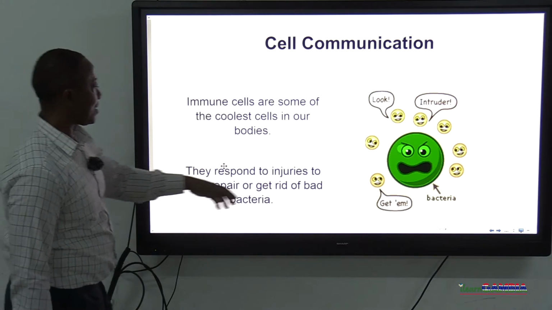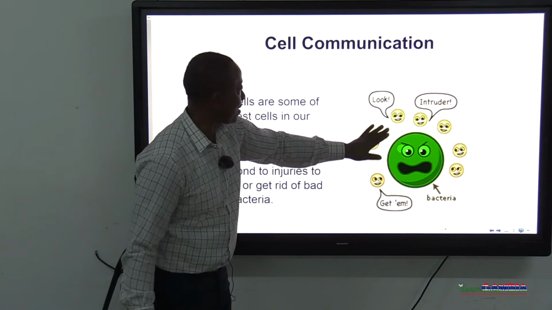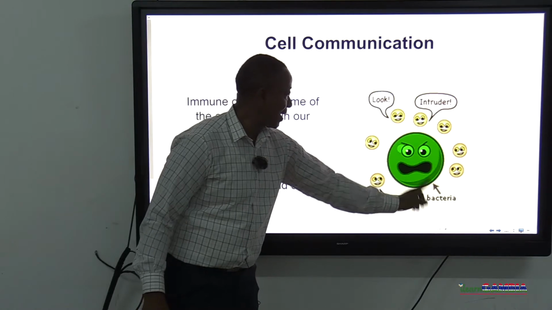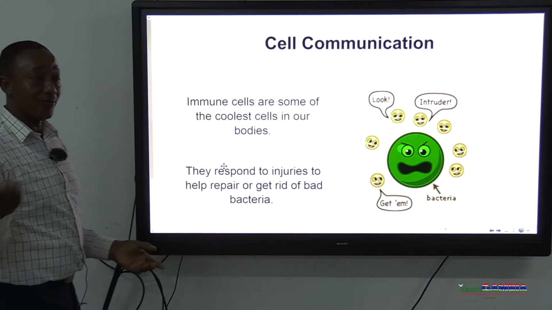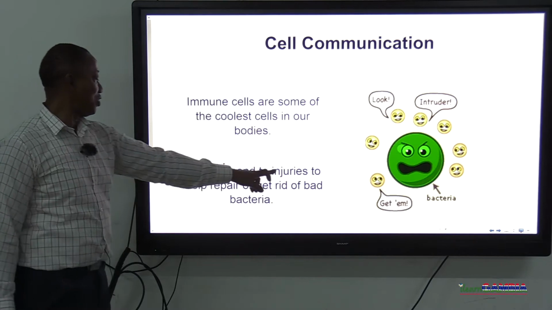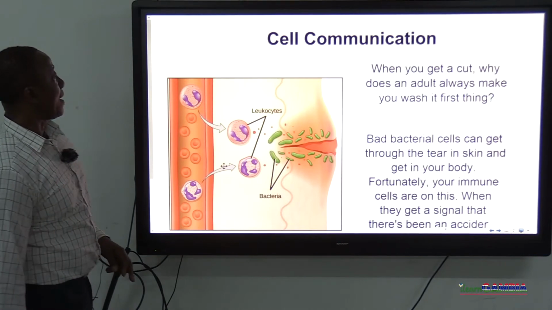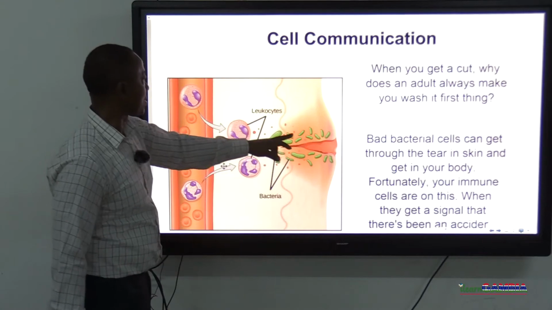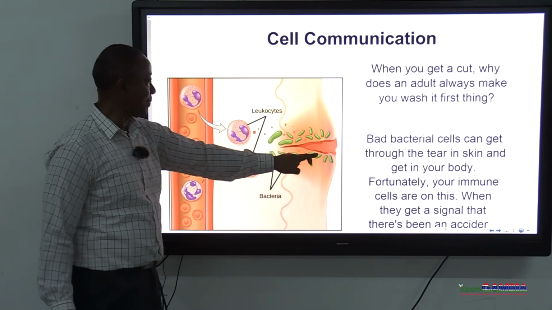So this is to make it look more interesting. Like you can see this cartoon here, this guy is shouting, look, there are intruders, that is, foreign things are coming. Look, bacteria is coming, so others are saying, let's go get them and destroy them. Like in the real world, if you know bad things are coming, you go after them and destroy them. All right, so they respond to injuries to help repair or get rid of bad bacteria. So this is a typical explanation here. When you get a cut, you are asked to wash it. Why? Because there are bacteria on your body.